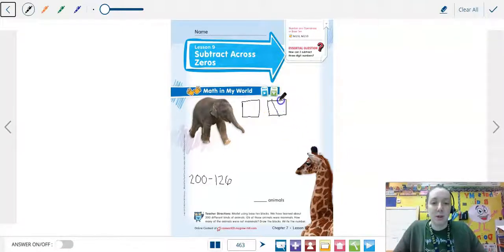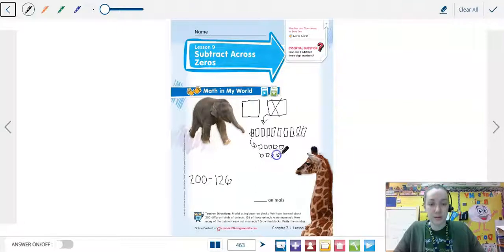I'm going to break down my 100 into 10s. So I have 10 10s. Okay, and then I'm going to break down a 10 into 10 ones. So we had to regroup twice. All right, now I can start the ones.